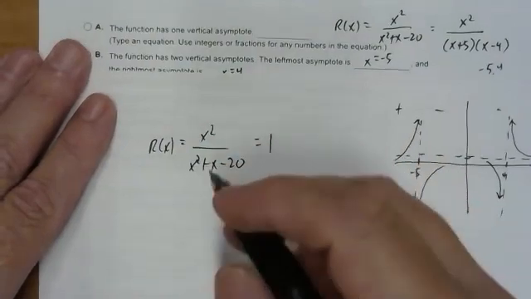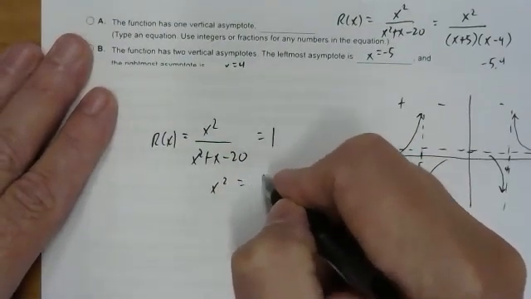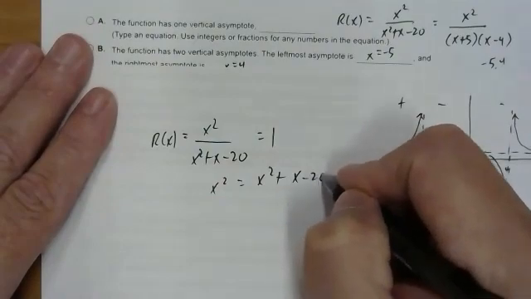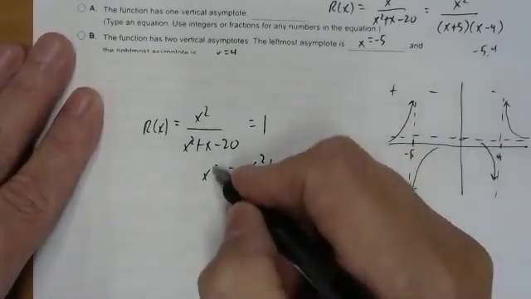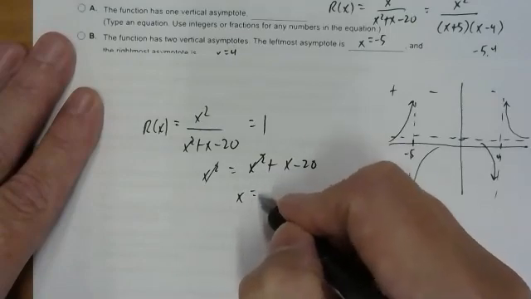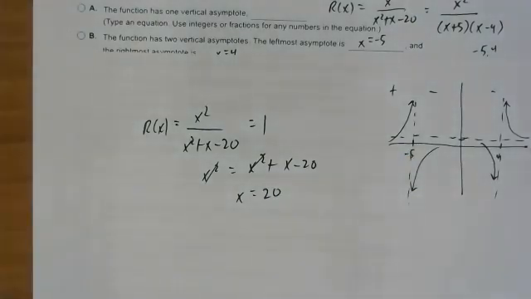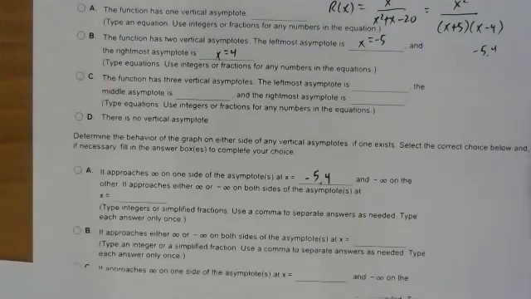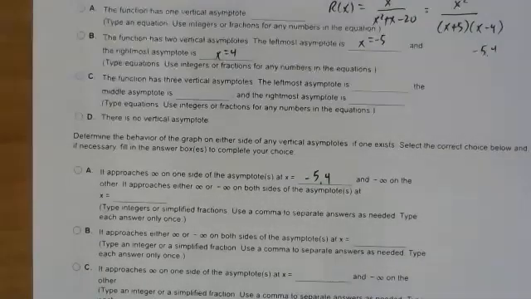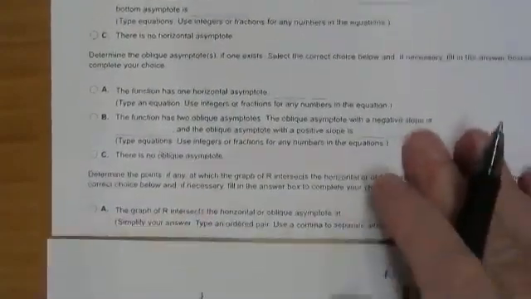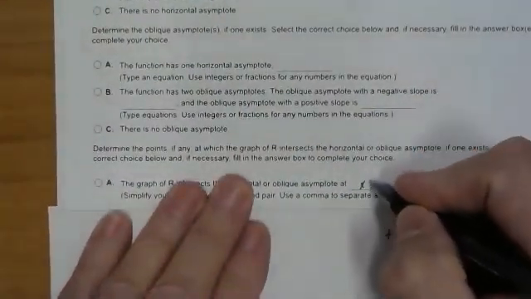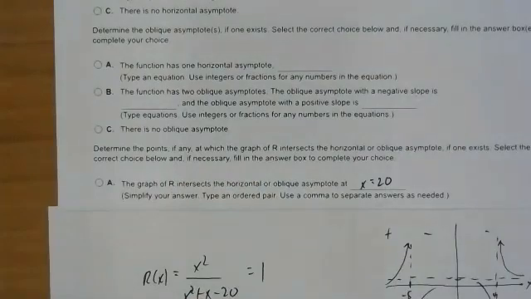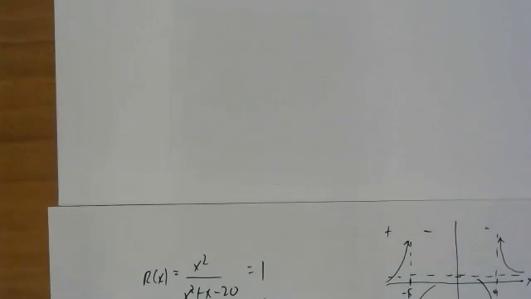Multiply both sides by the denominator and you get x squared equals x squared plus x minus 20. These x squareds cancel out. So the place where the graph crosses that horizontal asymptote, which happens sometimes, is when x is 20. And that's probably the question. The graph intersects the horizontal asymptote at x equals 20. And then there are a few more questions. Seems to never end.